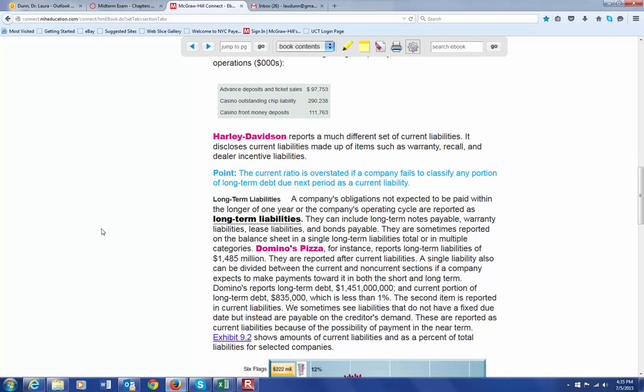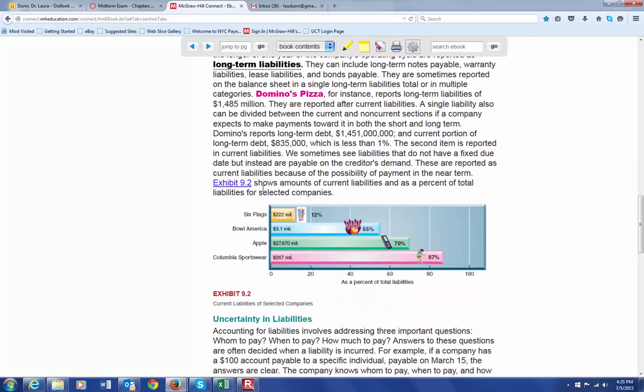Now, you may have a long-term liability that has a current portion to it. And this is what it's talking about here with Domino's. Domino's has long-term debt of, what is this, $1,451,000,000. But the current portion of that, which is due this year, within 1 year, is $835,000. So on your balance sheet, you would report $835,000 of this under current liabilities. The rest would be reported under long-term liabilities. So that's kind of the basics about what liabilities are.